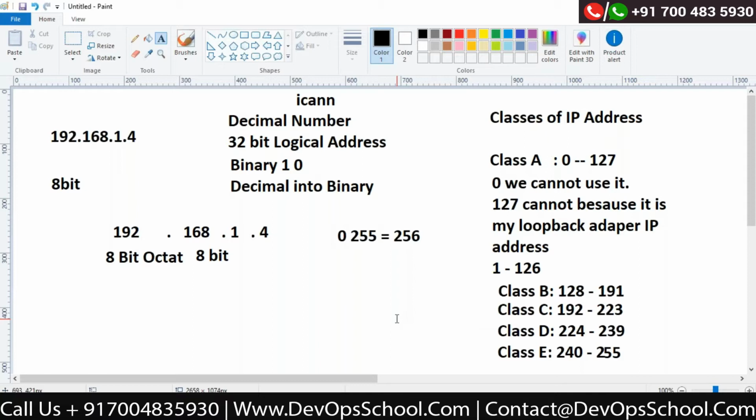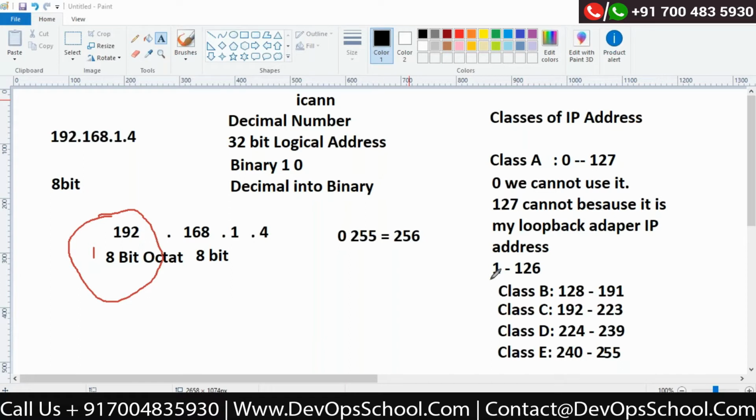I give you this number, which is a 32-bit logical number. You can write it in decimal format, no doubt about it. But at the end of the day, this number would be converted into binary format by the computer. Every group is 8 bits in size, which we call an octet. Every octet will start with 0 and end with 255, so a total of 256 numbers are available in every octet.